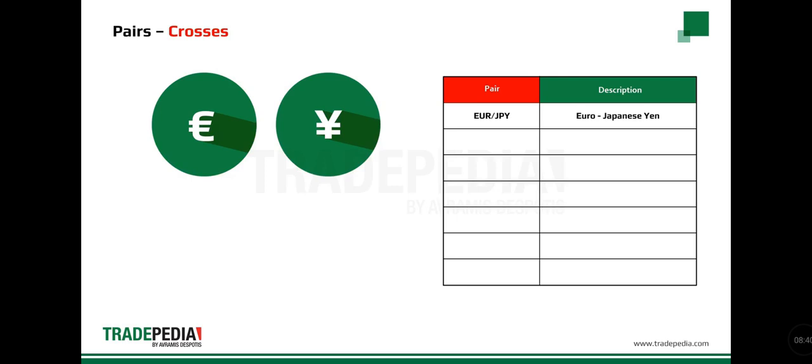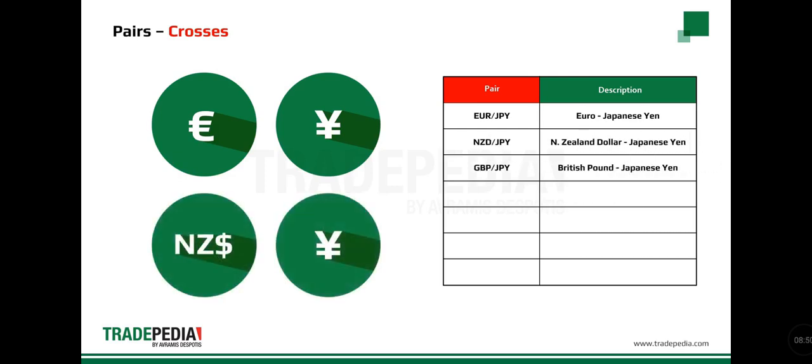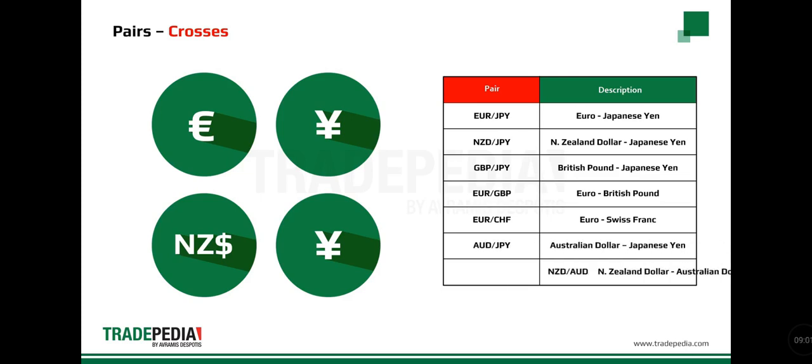Other than the euro-Japanese yen, the most actively traded cross pairs are New Zealand dollar against the Japanese yen, British pound against the Japanese yen, euro against the British pound, euro against the Swiss franc, Australian dollar against the Japanese yen, New Zealand dollar against the Australian dollar.